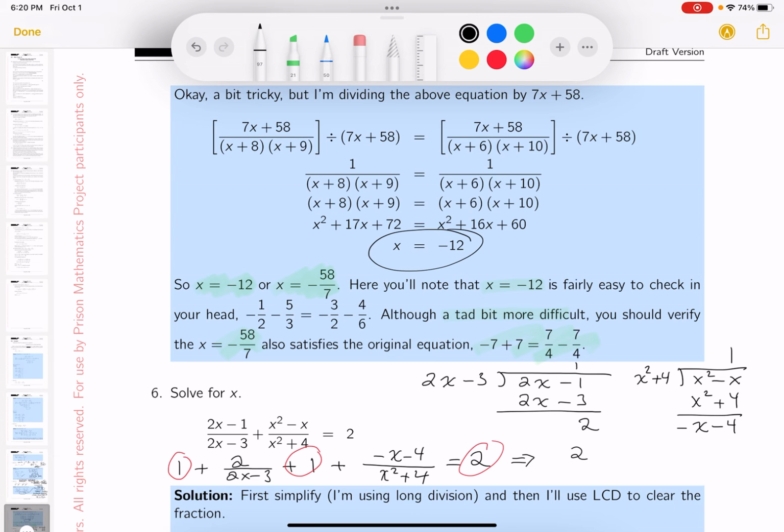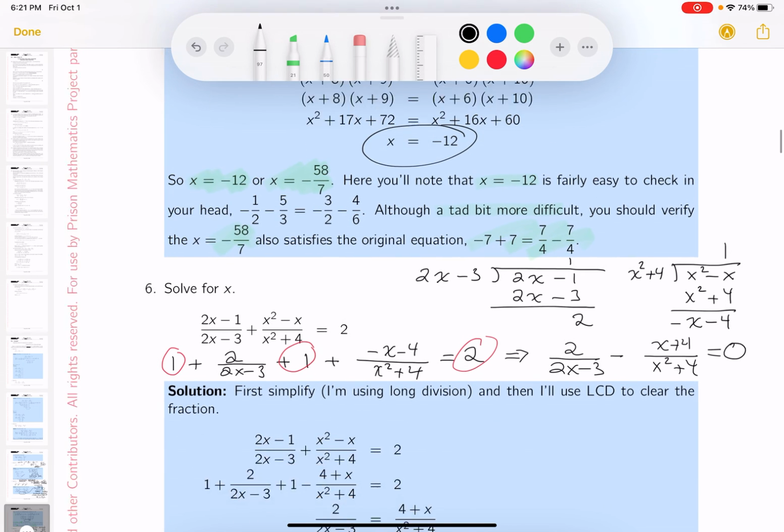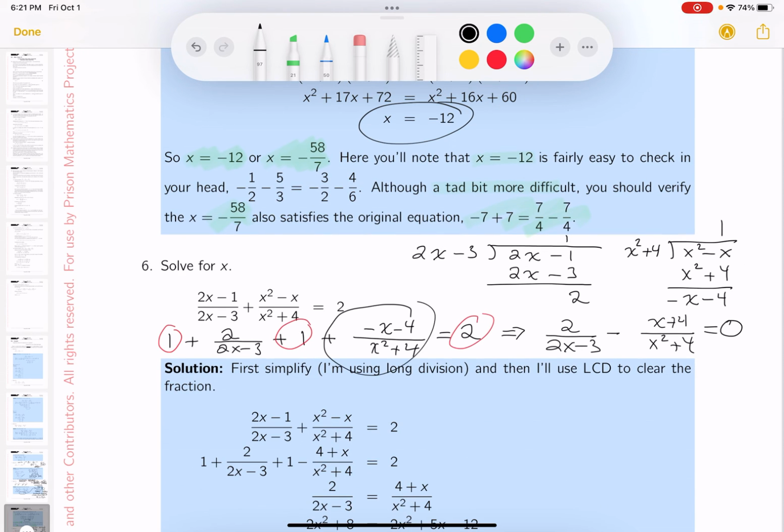So I get 2 over 2x minus 3. Now, I'm looking at this, that term that says plus minus x minus 4. I'm going to write it a little bit differently. I'm going to write it this way over here. Minus x plus 4 over x squared plus 4 equals 0. All right? So again, what I did, I subtracted 2 from both sides, and I simplified this fraction over here. Now, someone can say, are you going to multiply both sides by the LCD? No. I'm going to do something a lot of modern algebra teachers say you shouldn't do. I'm going to do this. I'm going to put this down.